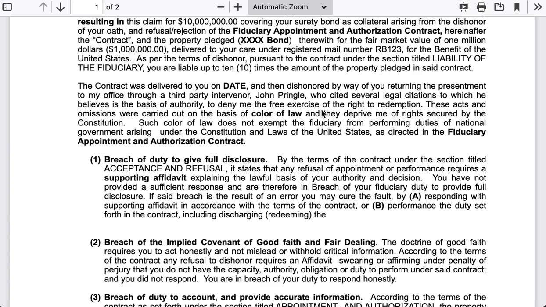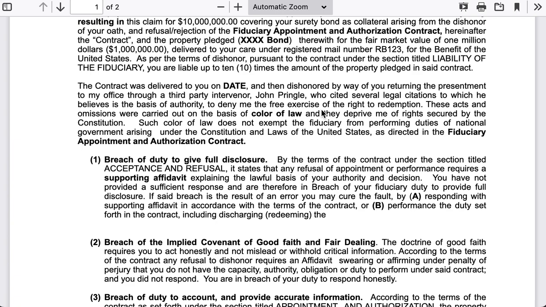Breach of fiduciary duty to give full disclosure. By the terms of the contract under the section titled Acceptance and Refusal, it states that any refusal of appointment or performance requires a supporting affidavit explaining the lawful basis of your authority and decision. You have not provided a sufficient response and therefore are in breach of your fiduciary duty to provide full disclosure.